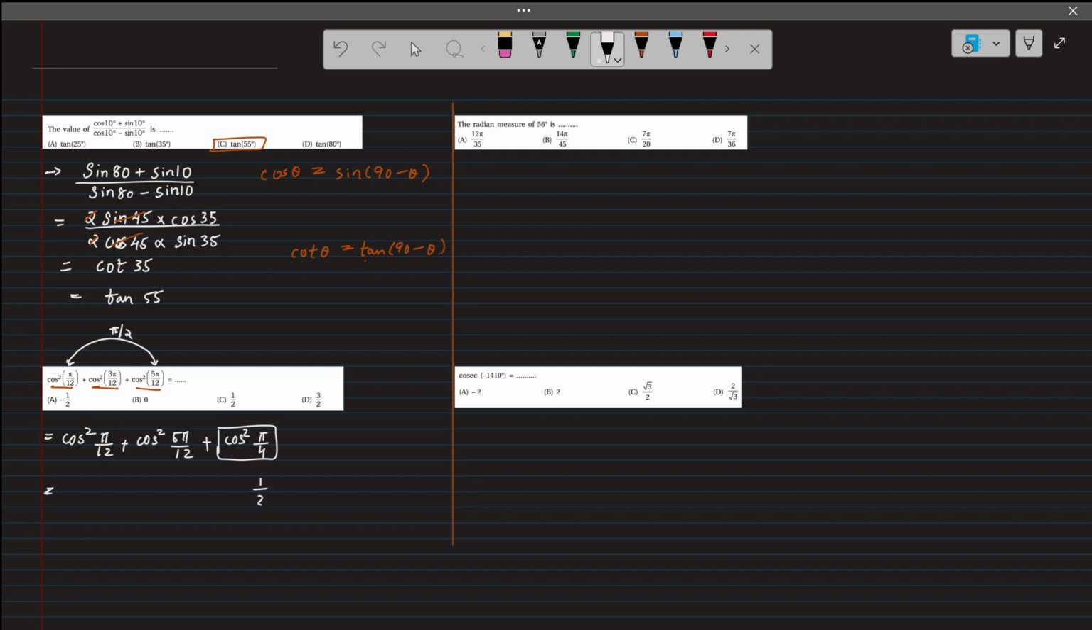Now for the first two terms, since the addition is pi by 2, we can convert this in terms of sine square. So basically what we'll be doing is cos square 5 pi by 12 is sine square of (pi by 2 minus 5 pi by 12).